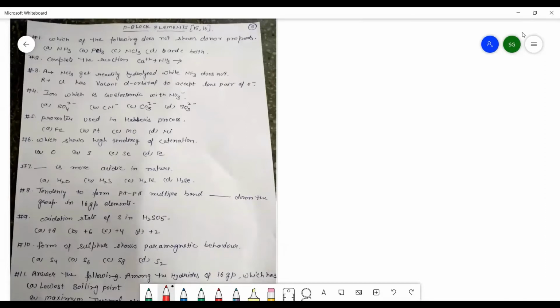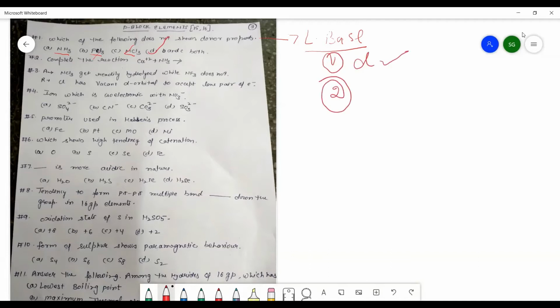The first question is, which of the following does not show donor property? Electron donor property means Lewis base property. As you have done in the hydrides, which one is the Lewis base? Yes, NH3 is the Lewis base. So we can say that PCl3 and NCl3 both will not show the electron donor property. So the answer will be D. The answer for the first question is D.